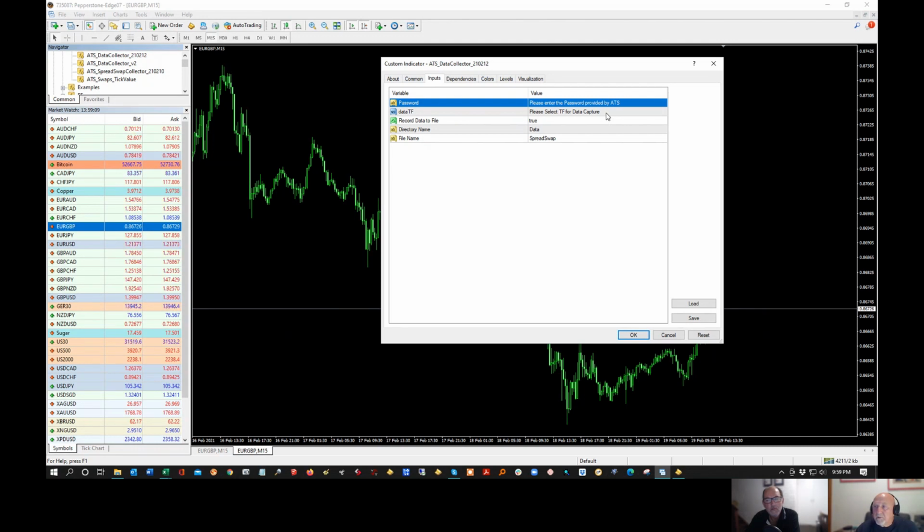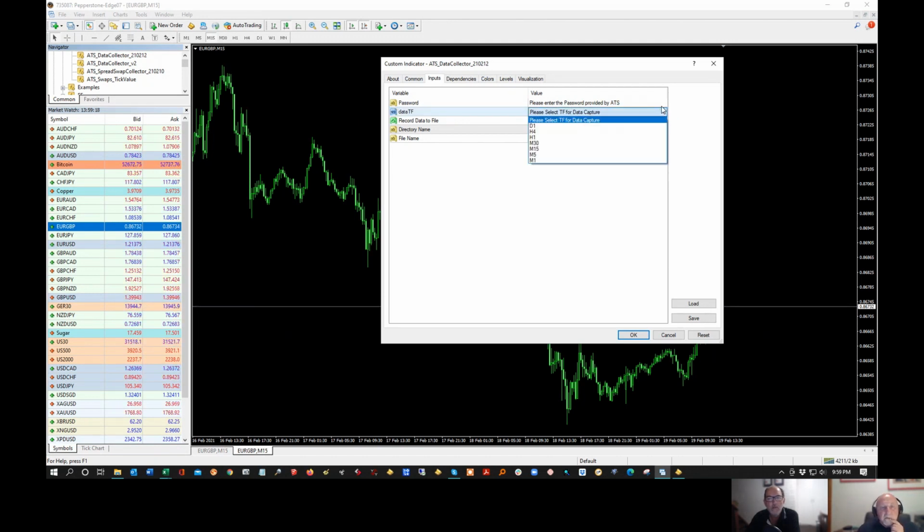The other thing this does is not only give us the spread value and the swap value, it actually has the ability to record to a CSV file. So what you want to do here is you can make a selection on a time frame. What time frame are you looking for?